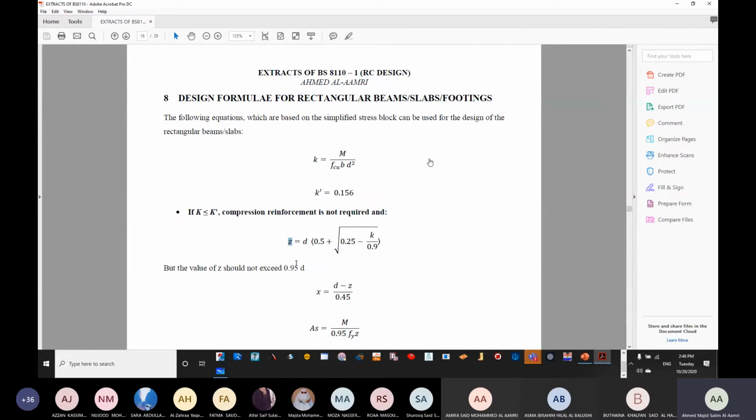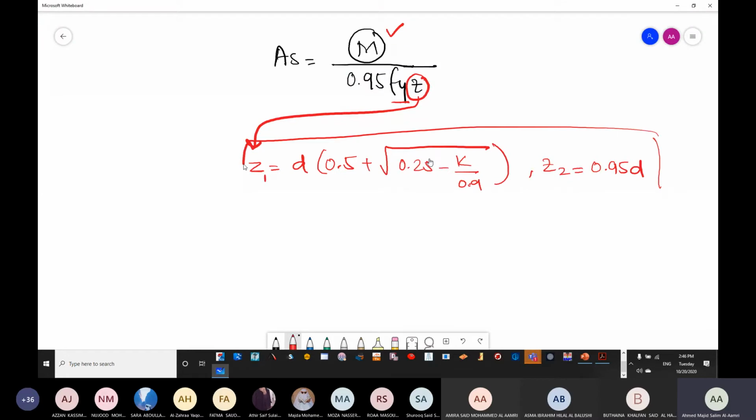Once again, they said Z should not exceed 0.95 D. So if it's lesser than 0.95 D, it's fine. If it's more than 0.95 D, it's not fine. Are we okay? If it's lesser than 0.95 D, we are going to take it as it is. If it's more than 0.95 D, we cannot take it, and we will take 0.95 D instead. To keep it short for you, from Z1 and Z2, we are always going to take the lesser of the two.